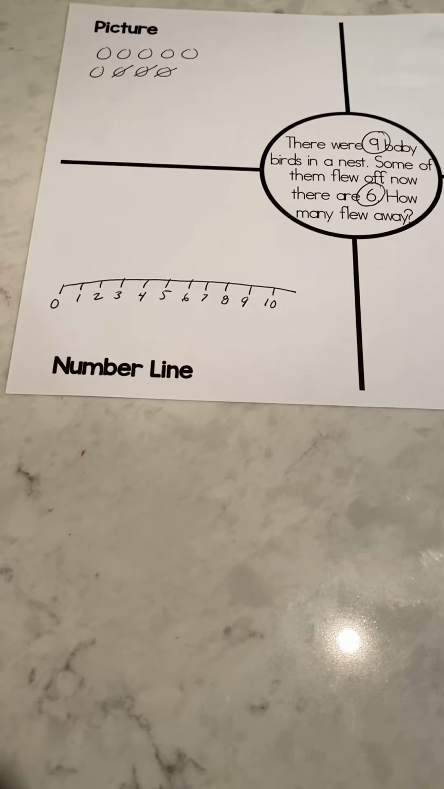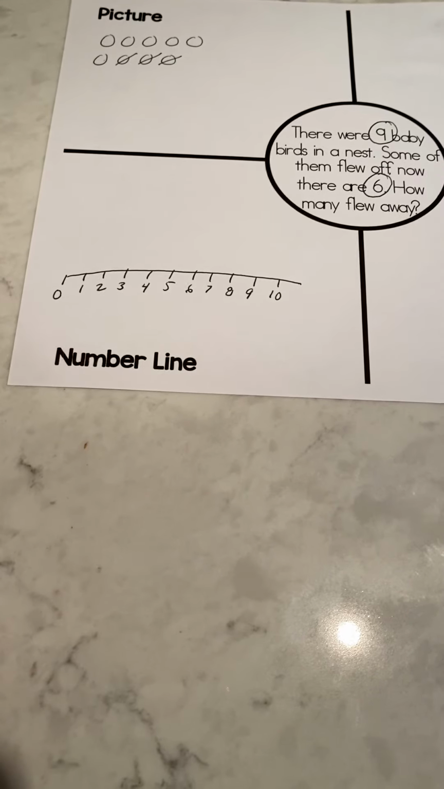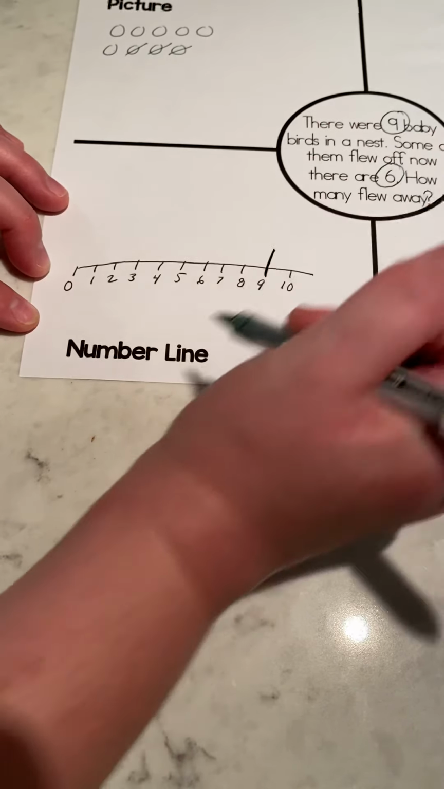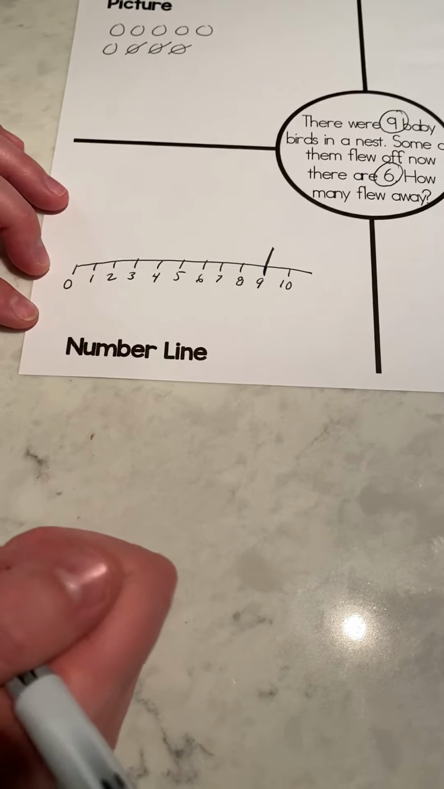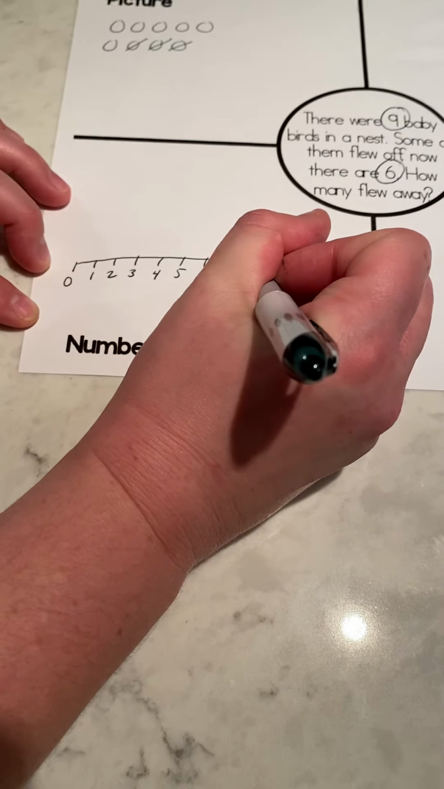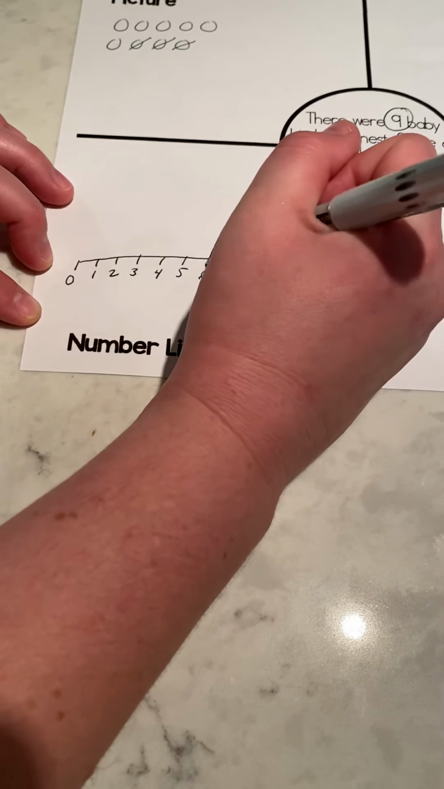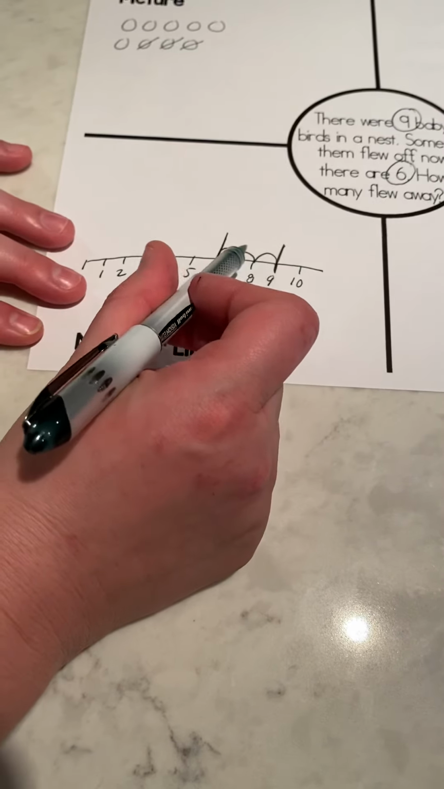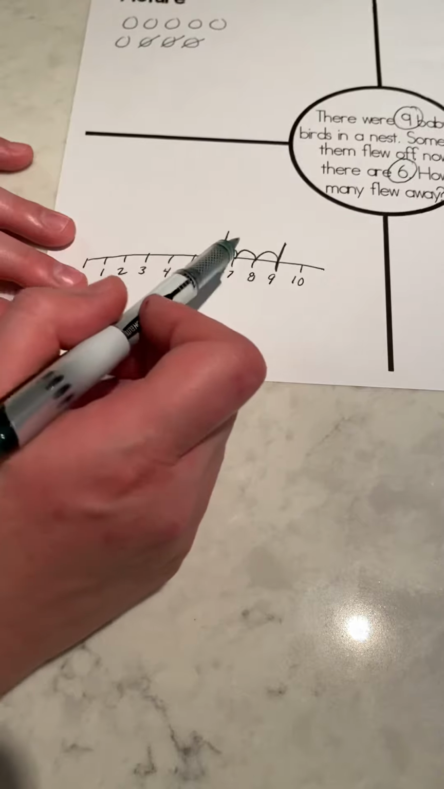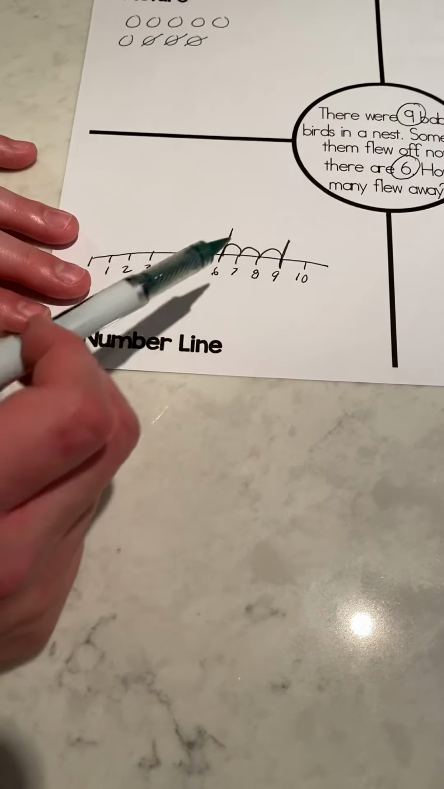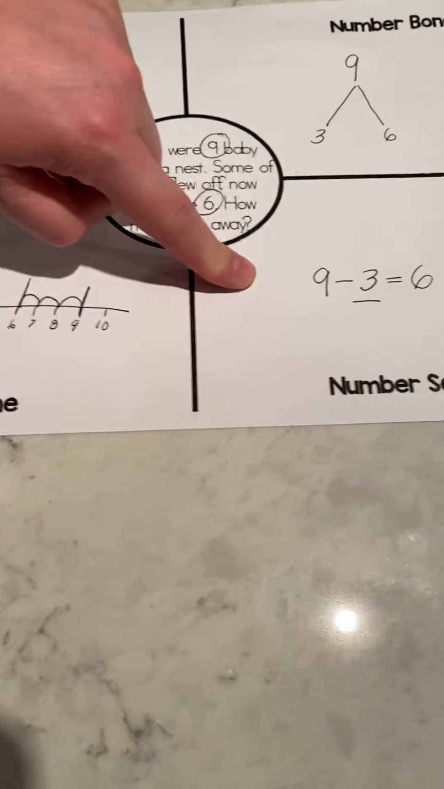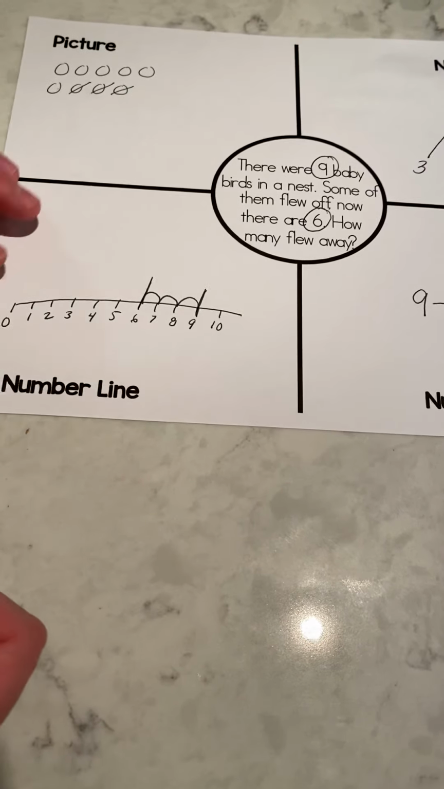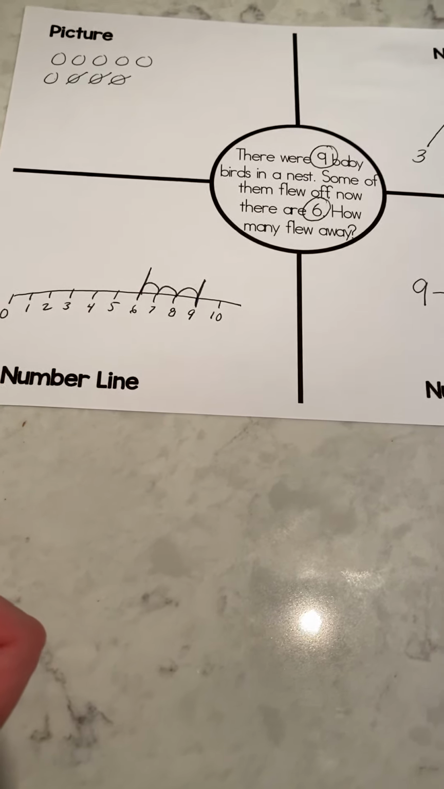Now I need to do the bumps across the top to help show what it is I'm trying to solve in the problem. So I'm starting at 9. Some flew away. Now there are 6. So I'm going to go backwards to 6. And there are my, kind of like my bookends, my ends of 9 taking away, going to 6, and I see that I have 3 bumps going across. And that's what confirms in my picture, in my number sentence, all of those things, that if I take away 3 from 9, I land at 6. So Cougars, don't forget to do this top part of your number line.